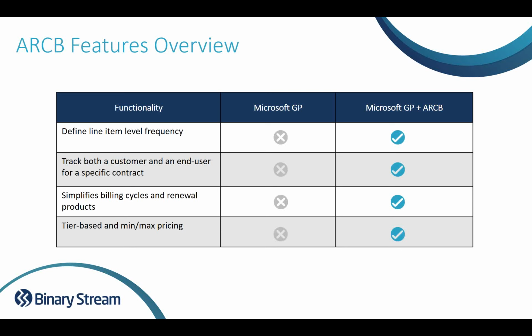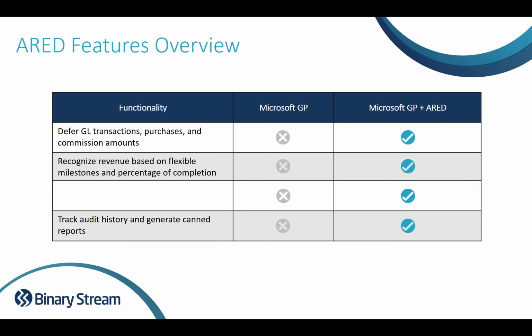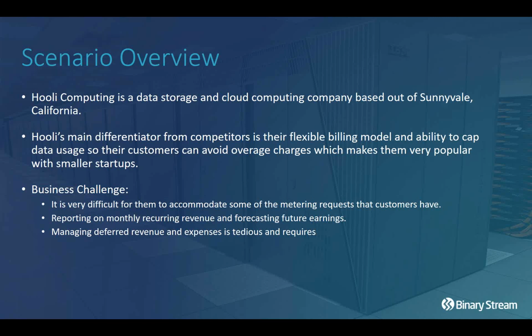Here's just a visual overview of some of the things I was talking about, where it shows the difference between what's available in GP out of the box versus what's available with GP and our solution. So here it is for the billing side, as well as the revenue side. All right, so that basically covers the product in an abstract sense. Let's make it a little bit more concrete and talk about some situations.